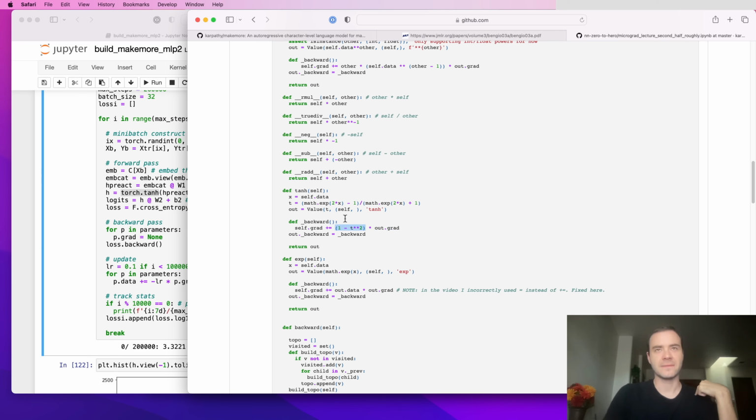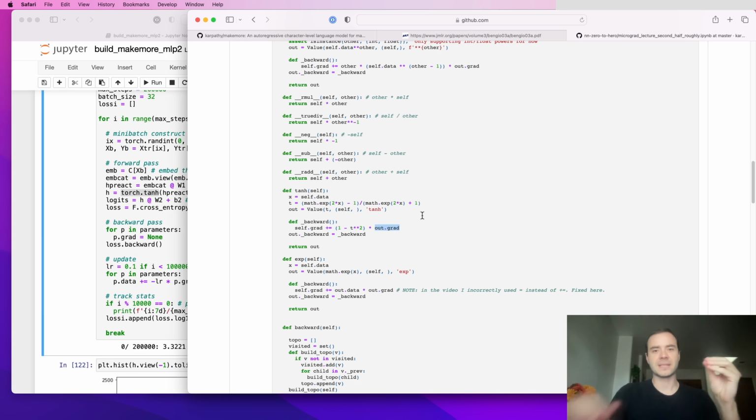So what happens if the outputs of your tanh are very close to -1 or 1? If you plug in t equals 1 here, you're going to get a 0 multiplying out.grad. No matter what out.grad is, we are killing the gradient and we're stopping effectively the backpropagation through this tanh unit. Similarly, when t is -1, this will again become 0 and out.grad just stops.